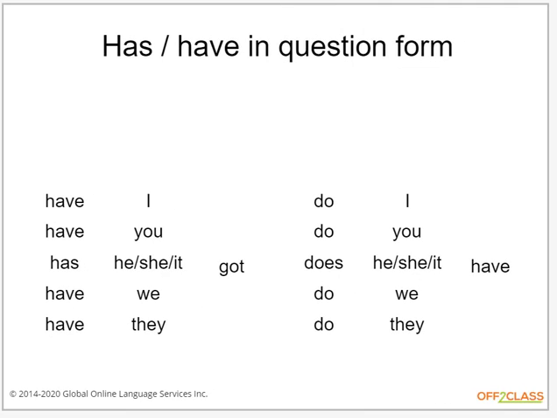Now, how about has/have in question form, right? So using both forms, have I got a car? Do I have new shoes? Have you gotten a lot of money? Do you have a new bag? Have they got a lot of money? Right. Has he got a new car? Does she have a new bag?